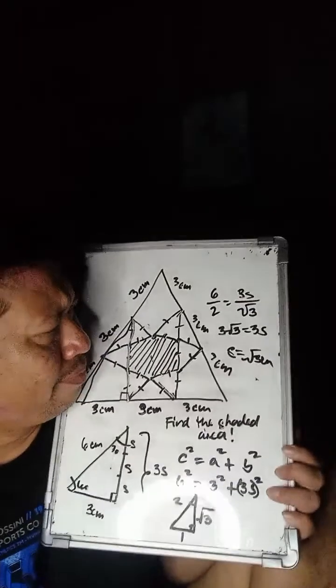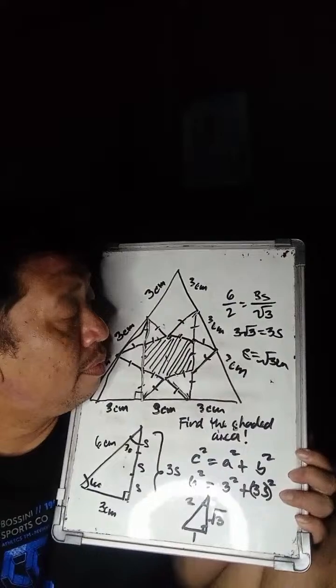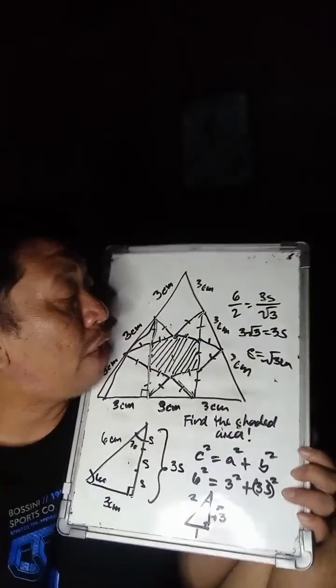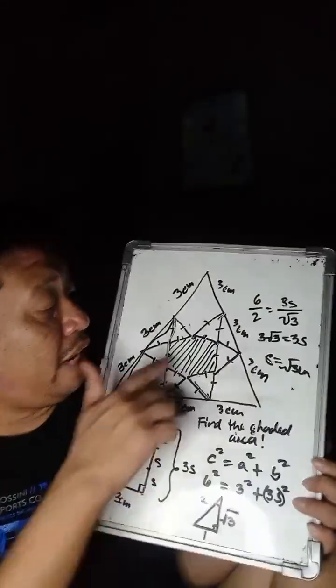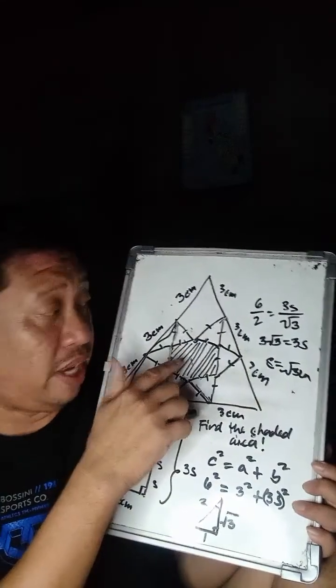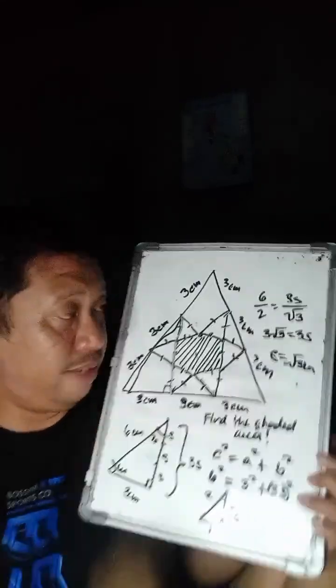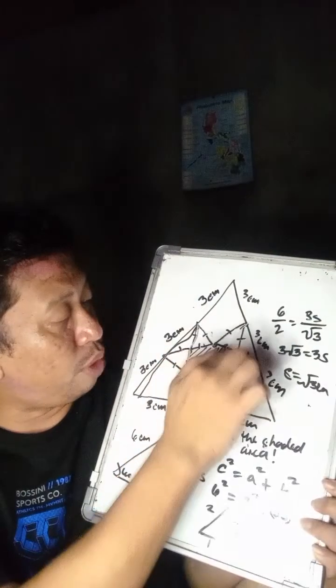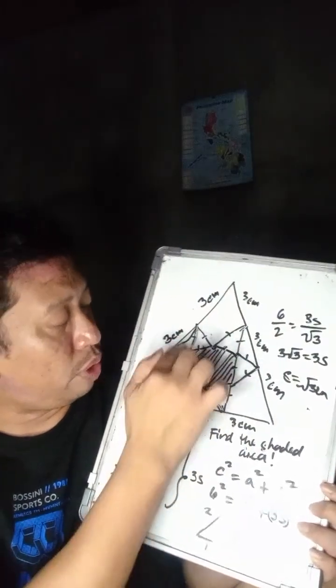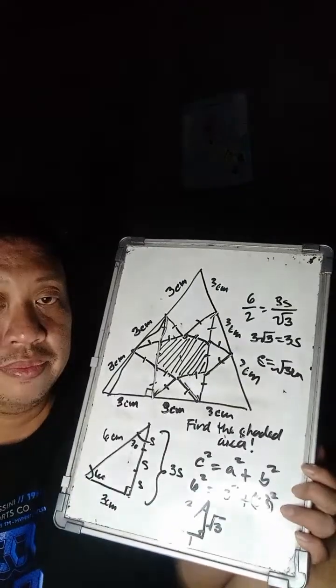Now, the ruling here is we are trying to compose the area of the shaded region. We already established the side. So we have the side of square root of 3 for each of these six triangles. Right?